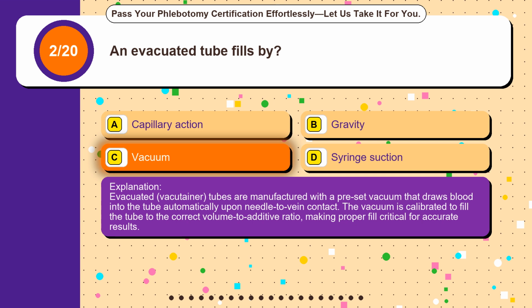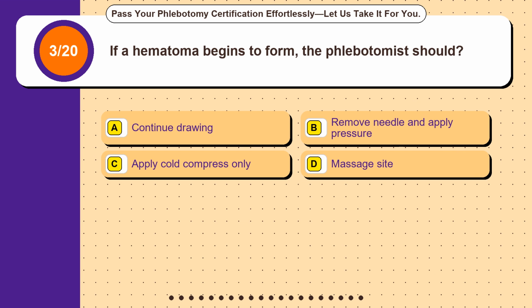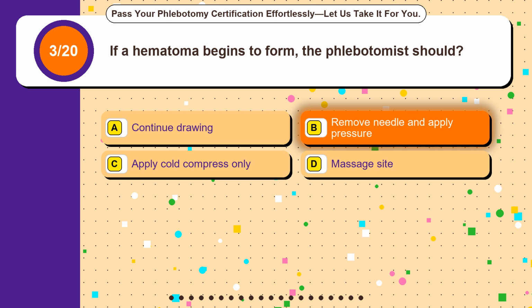Question 3. If a hematoma begins to form, the phlebotomist should: Option A, continue drawing. Option B, remove needle and apply pressure. Option C, apply cold compress only. Option D, massage site. The correct answer is option B, remove needle and apply pressure.